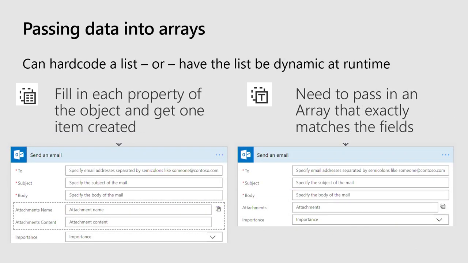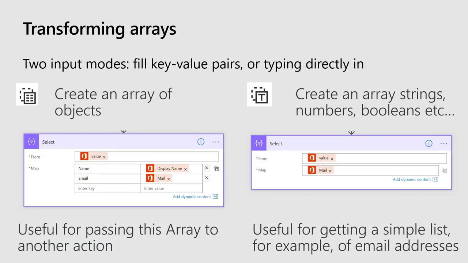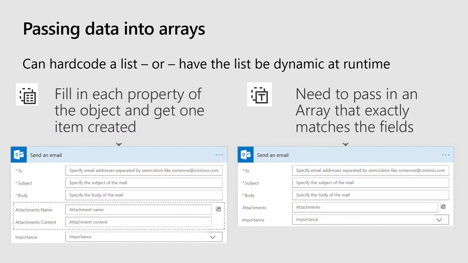So when you're passing data into an array, if I'm sending an email with attachments, I can just fill in a particular name. I can say, I want attachment 1, and I'm going to pass in some content. But if I do want to pass in a full, dynamic list of attachments, I can do that. But I do need to transform the array from the initial format that it came from, wherever it came from, into the destination format that's inside that array.